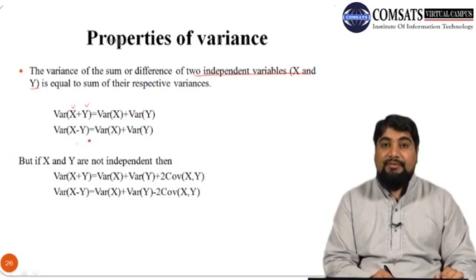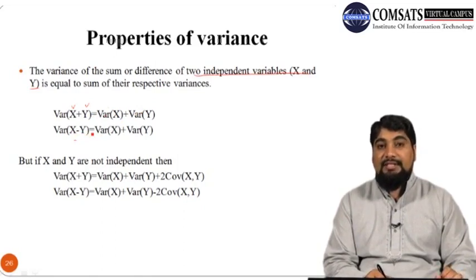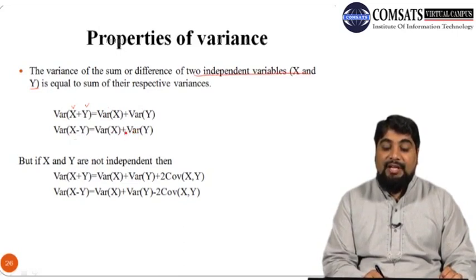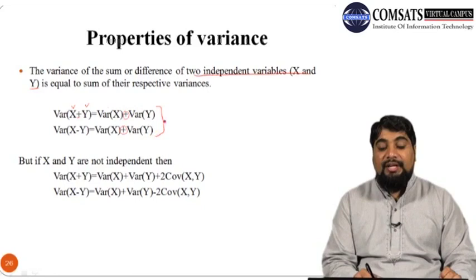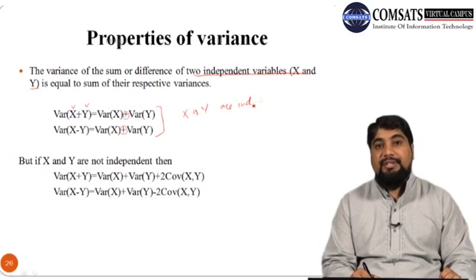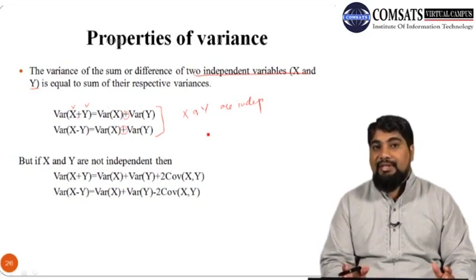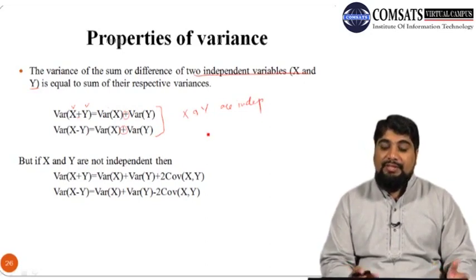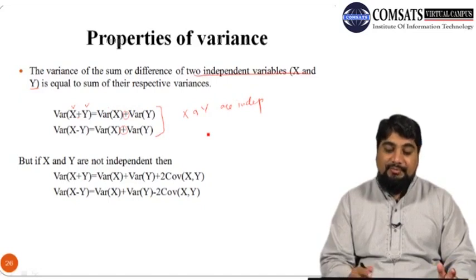And if we have to find the variance of the difference, variance of x minus y, it will be variance of x plus variance of y. So remember that here we have the plus sign in both cases, whether the variables are being added or subtracted. And these two formulas are valid only when x and y are independent. Independent means there is no link between the two. So one is independent of the other.